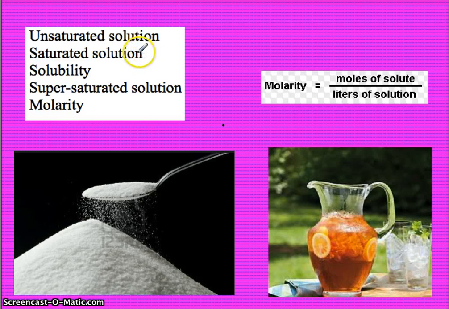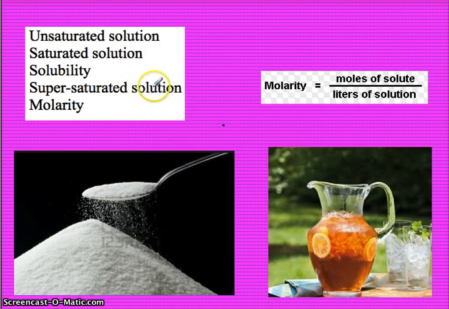Solubility. What would happen to sugar if you just put it in a saturated solution and stir it up? It would still stay at the bottom. It's just a point at which you can't get any more into it. Solubility is how much solute can dissolve into a particular solvent. You can actually measure how much sugar will go into this tea.